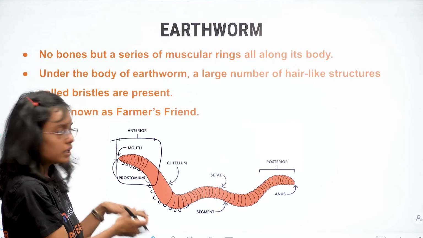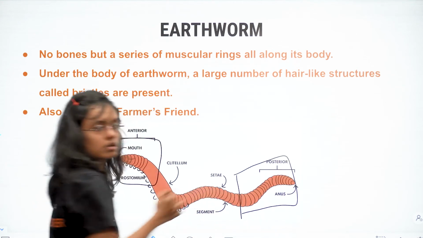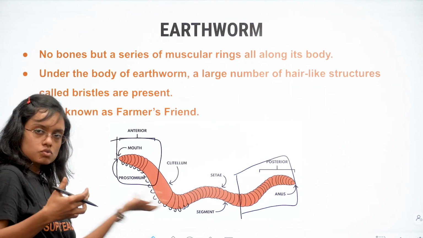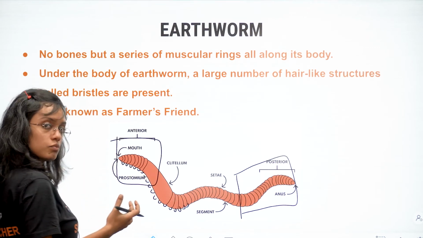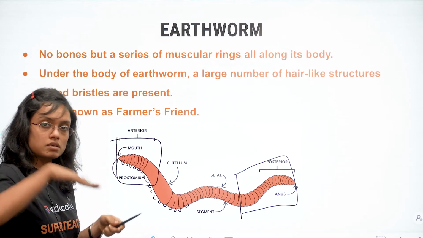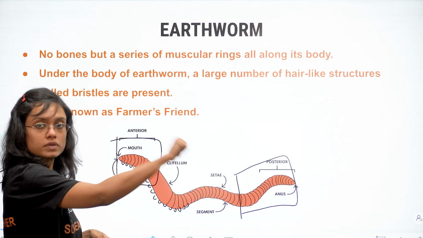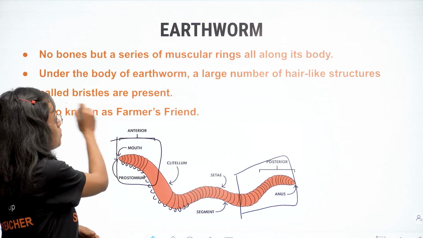Then what will happen? It will move this posterior part and stretch it out. Then it squeezes the anterior part. Then again it moves the anterior part, squeezes this one, stretches this one. So like this it moves. It slithers over the surface with the help of these bristles.